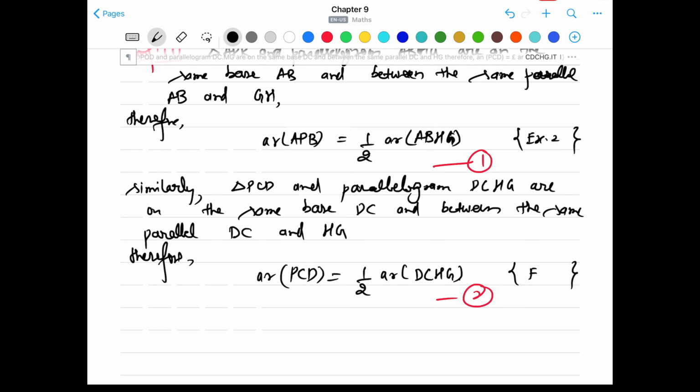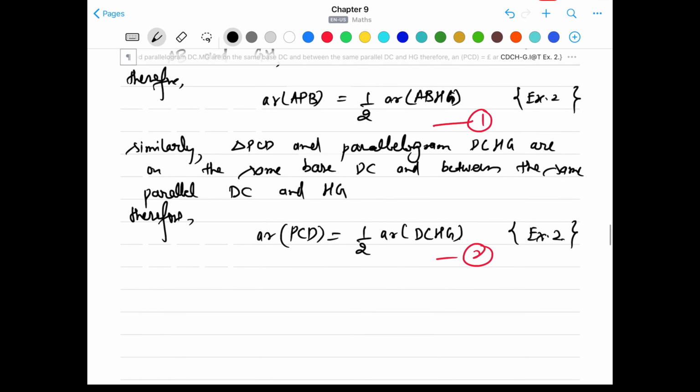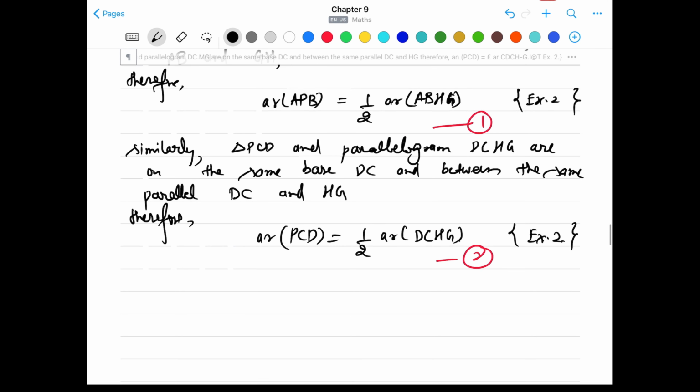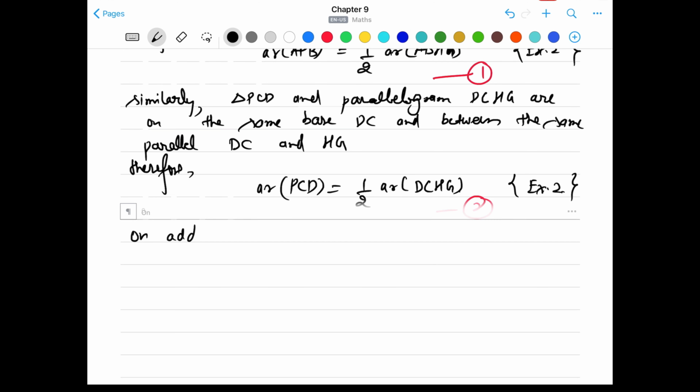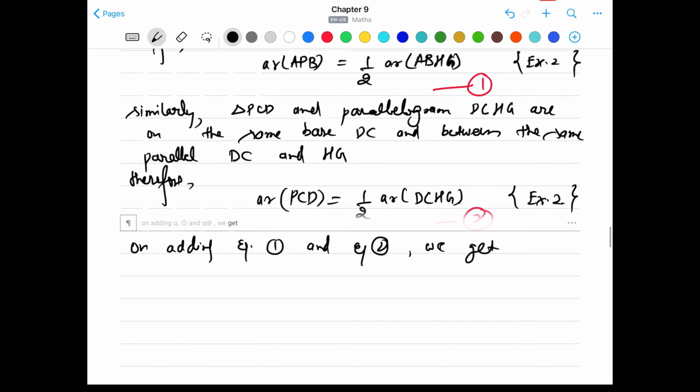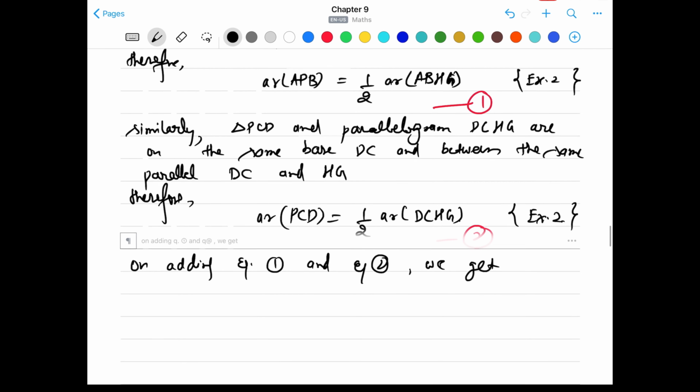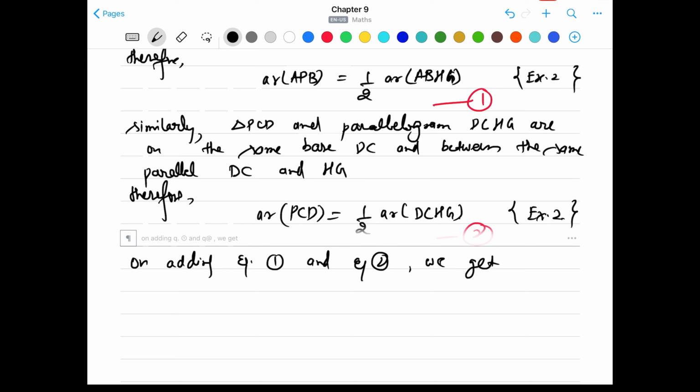The reason for this one is again the statement of example number 2. Now we are going to add the two equations. On adding equation 1 and equation 2 we get, we will add the left hand side term to the left hand side and right hand side term to the right hand side.